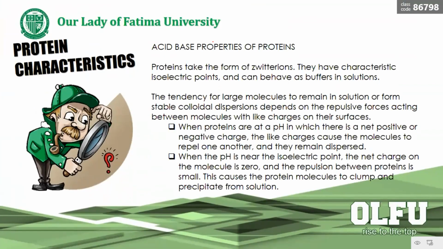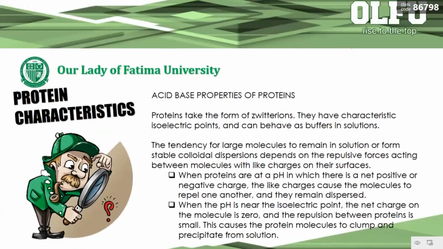Another characteristic of protein is the acid-base properties. Anong ibig nating sabihin dyan? There are some amino acids or proteins that act as an acid, and there are some amino acids or proteins that act as a base. And proteins actually are called zwitterions. Ano ba ibig sabihin yan, zwitterions? Zwitterions means they have two charges.